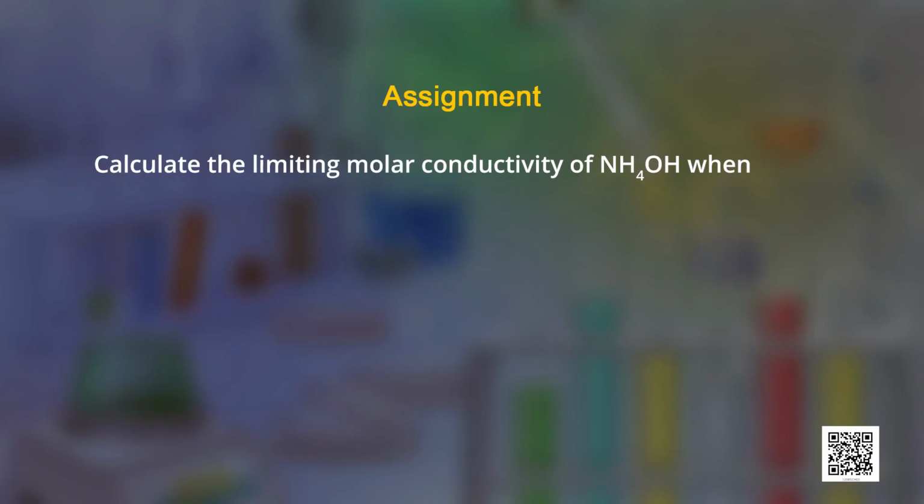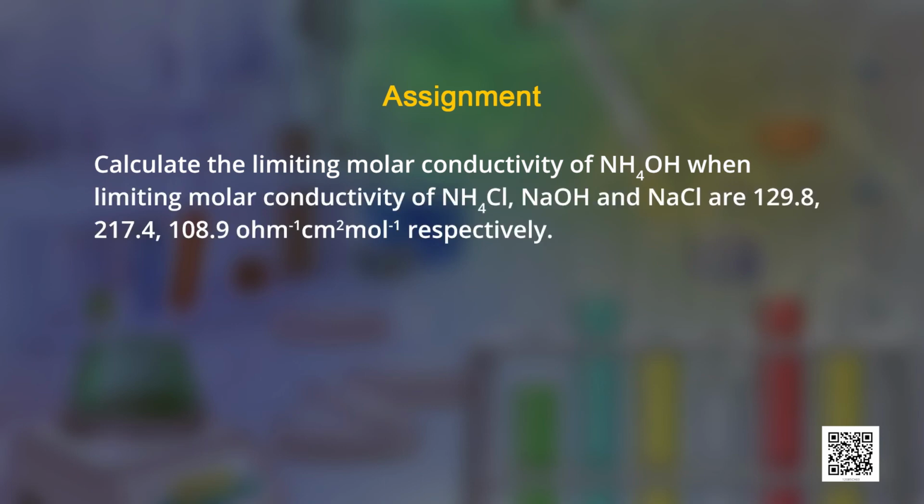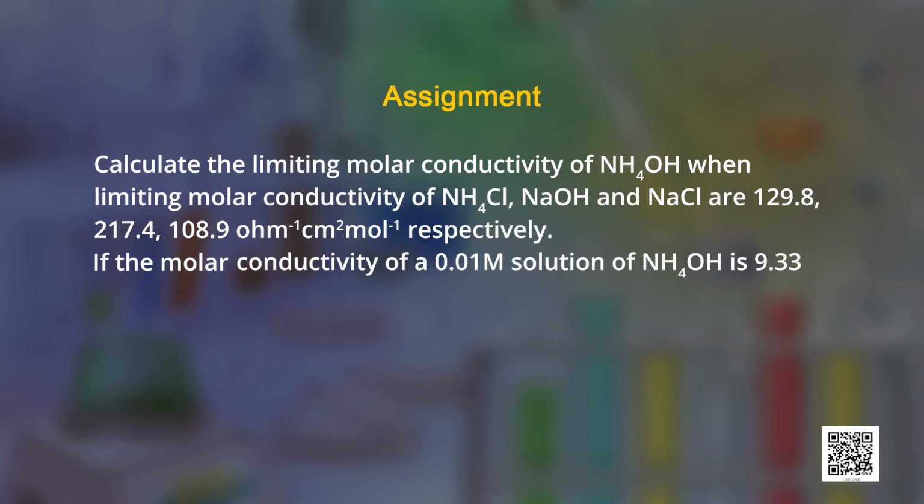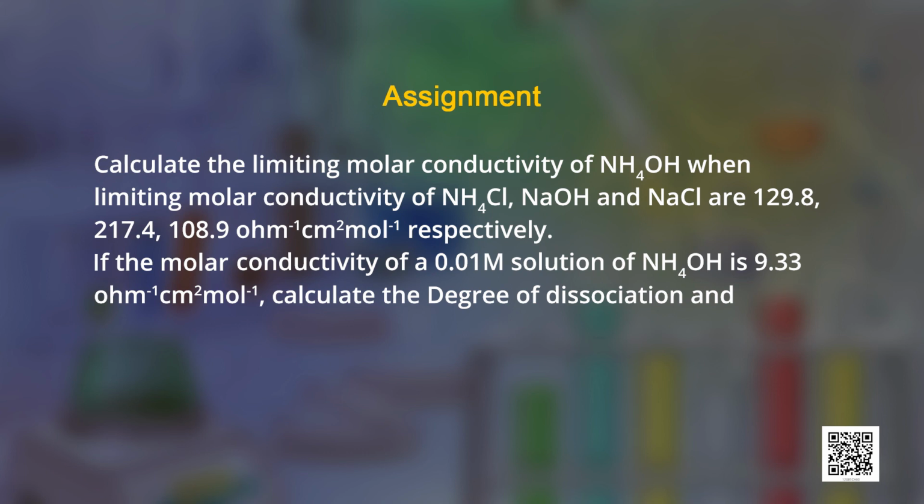Calculate the limiting molar conductivity of ammonium hydroxide when limiting molar conductivities of ammonium chloride, sodium hydroxide and sodium chloride are respectively given. If the molar conductivity of a 0.01 molar solution of ammonium hydroxide is 9.33 ohm inverse centimeter square mole inverse, calculate the degree of dissociation alpha and dissociation constant Ka for ammonium hydroxide.